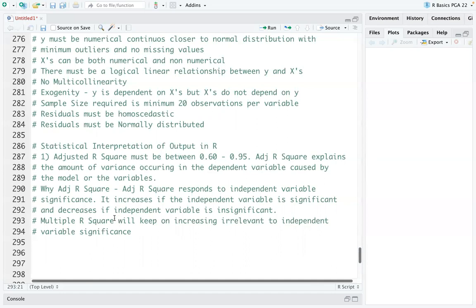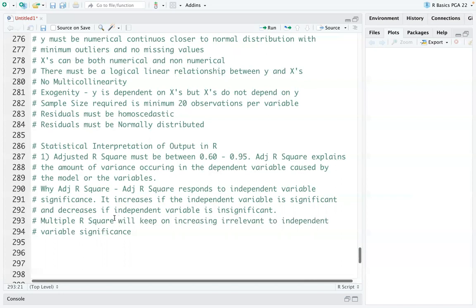The first thing in a regression output you should check is adjusted R square. The adjusted R square must be between 0.60 to 0.95. Adjusted R square explains the amount of variance occurring in the dependent variable caused by the model or the variables in the model. In the output, we also see different types of R squares. Multiple R square will also be there.